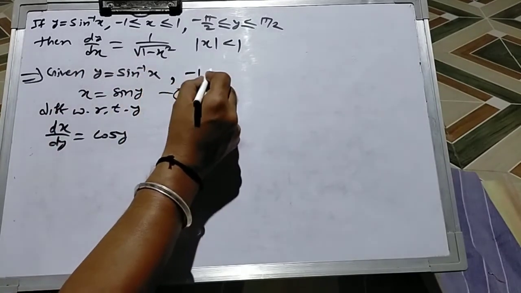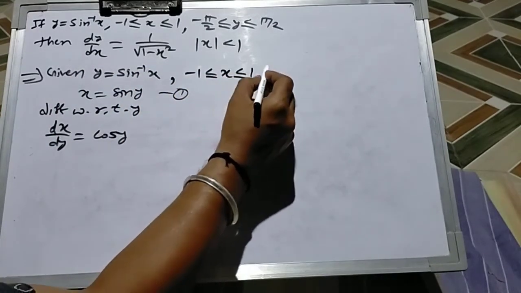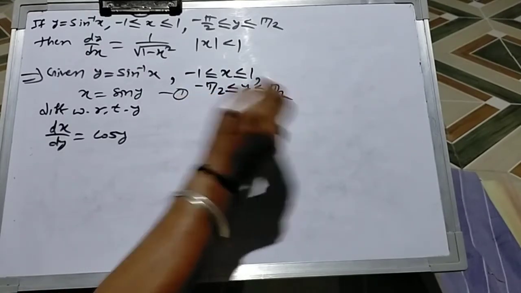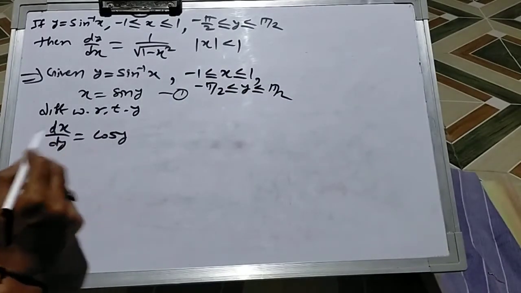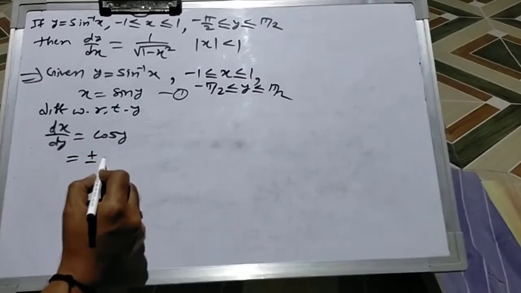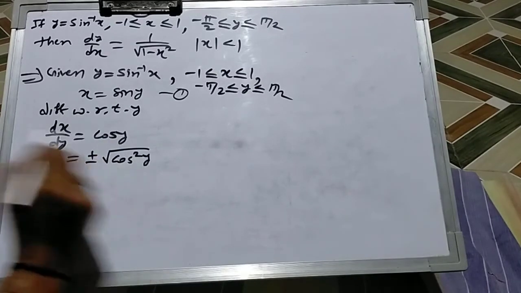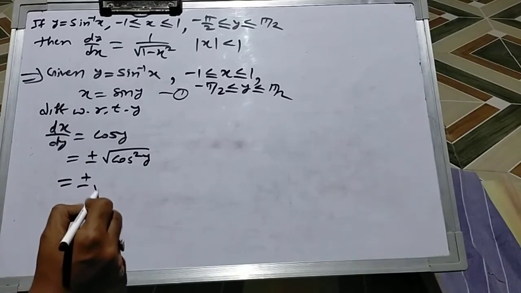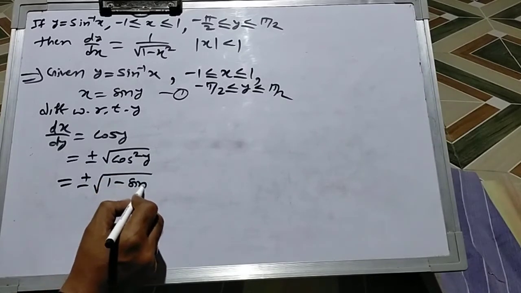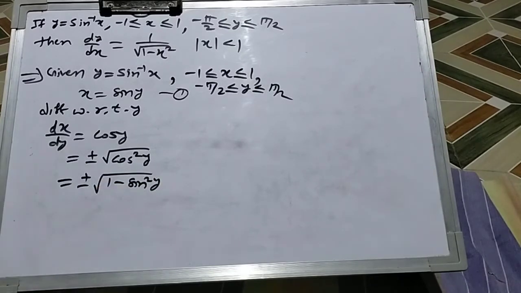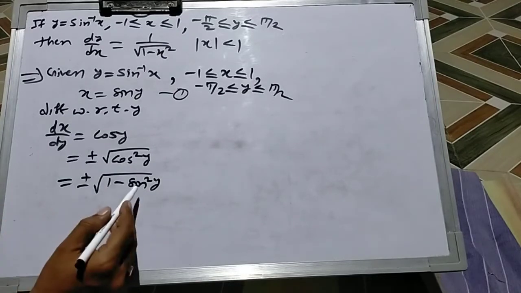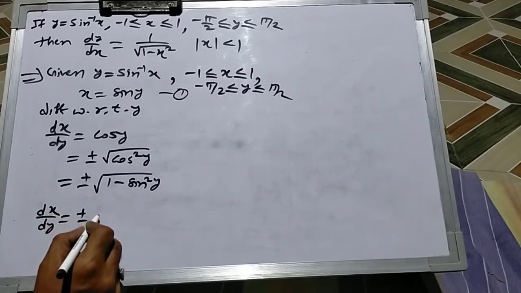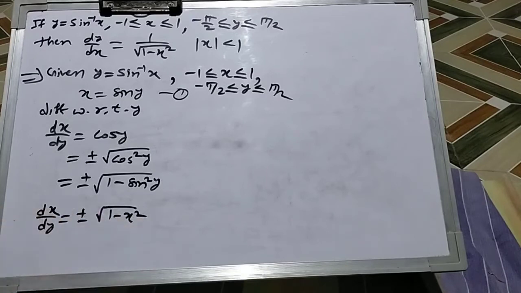Here it is also given that minus 1 is less than or equal to x is less than or equal to 1 and minus pi by 2 is less than or equal to y is less than or equal to pi by 2. Where dx by dy equals cos of y, this can be written as plus or minus root cos square y. Because of this root we are taking plus or minus. So this again equals plus or minus root of 1 minus sine square y. But sine of y means x. So here dx by dy equals plus or minus root 1 minus x square.